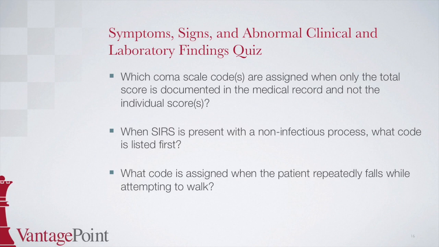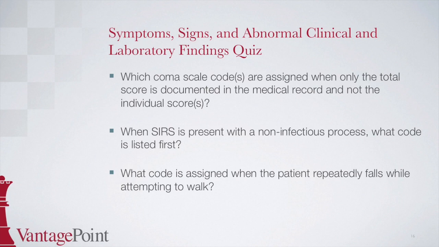The answer to our first question is when only the total coma scale score is documented, a Glasgow coma scale code is assigned. To locate this code, you would go to Glasgow coma scale in the alphabetic index where there are options for the different score ranges. The answer to the second question is when SIRS is present with a non-infectious process, a code for the underlying condition is reported first, such as injury or heat stroke.